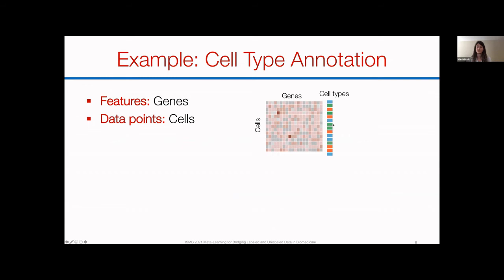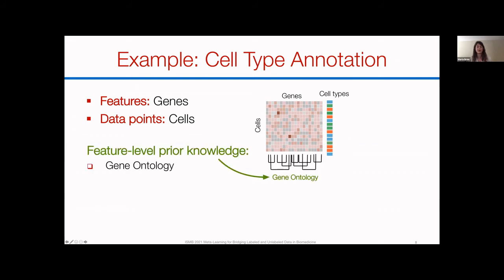And since genes are our features, we can consider incorporating gene ontology as our feature level prior knowledge and use it to define functional similarities between the genes. Or for example, we could incorporate protein structural similarities from the PDB or SCOPE database.